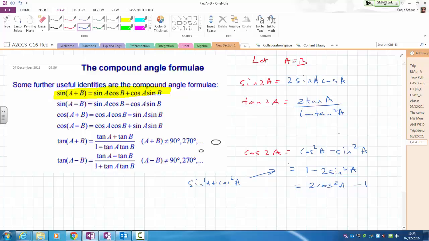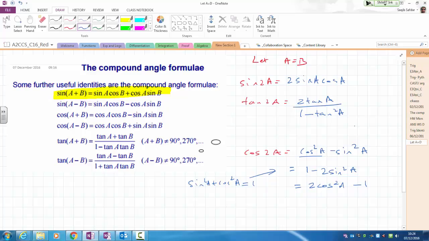minus sine squared A. Now, because we also have the identity of sine squared A plus cos squared A equals 1, we can therefore substitute cos squared A as being 1 minus sine squared A, and we get the second line, 1 minus 2 sine squared A. And similarly, for sine squared A, we've got 1 minus cos squared A. If we were to rearrange that, we get 2 cos squared A minus 1.